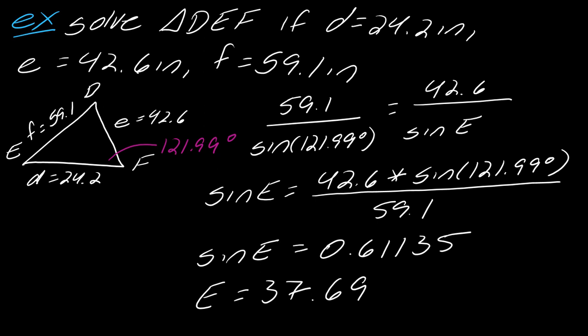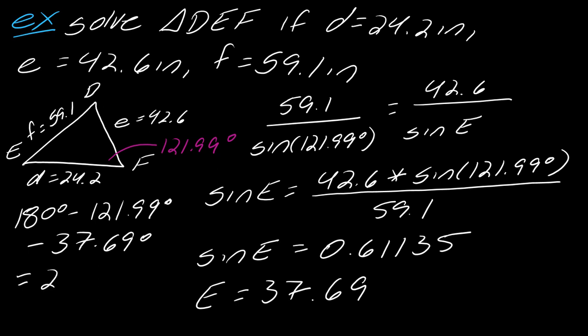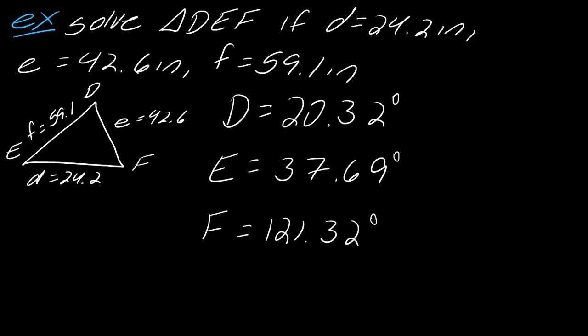Cool. And so then from there, I can take just 180 degrees minus, let's see, what were my sides? 121.99 degrees minus 37.69 degrees. And I will get that my last angle is 20.32 degrees, which was D. So just to round this all out, these are the three angles that I found. So just make sure, of course, if you're doing a test, that it's clear what those final angles are. And so we're all good with that.